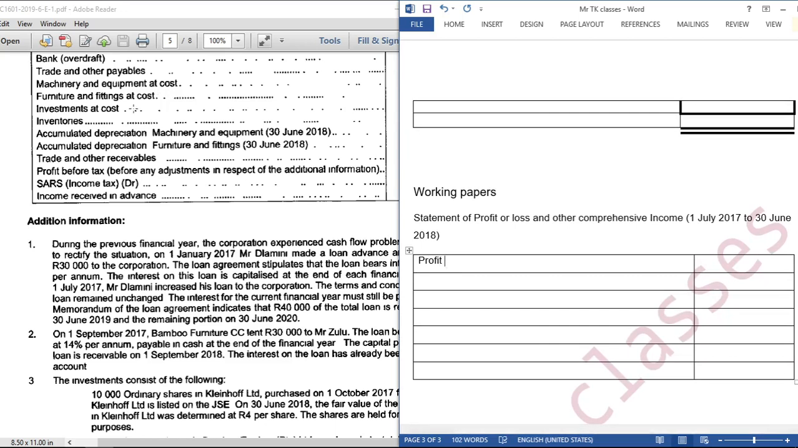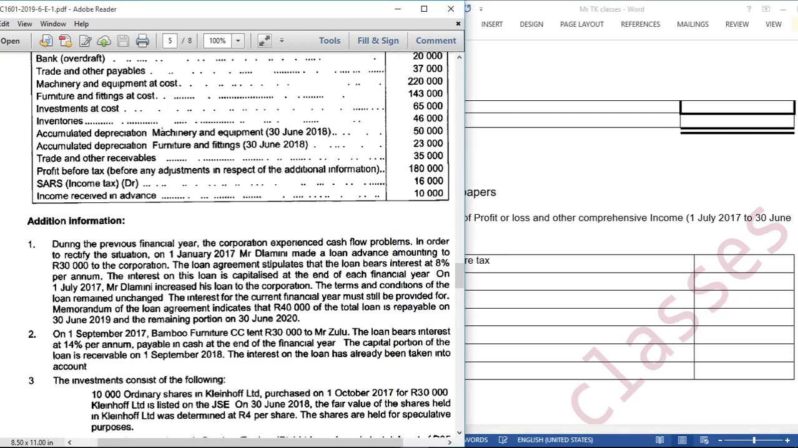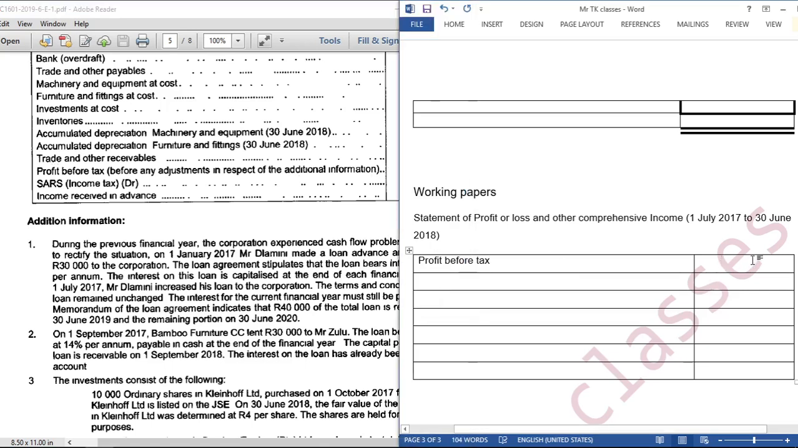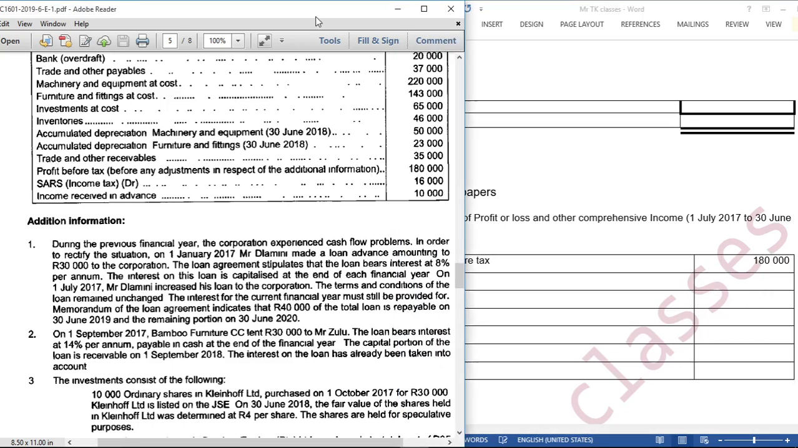Was it profit before tax? Yes, profit before tax. Let us adjust this profit before tax that we are given here. Profit before tax 180,000. We need to adjust this 180,000.